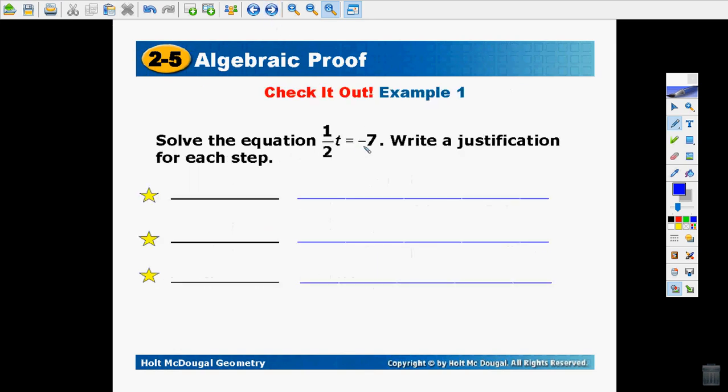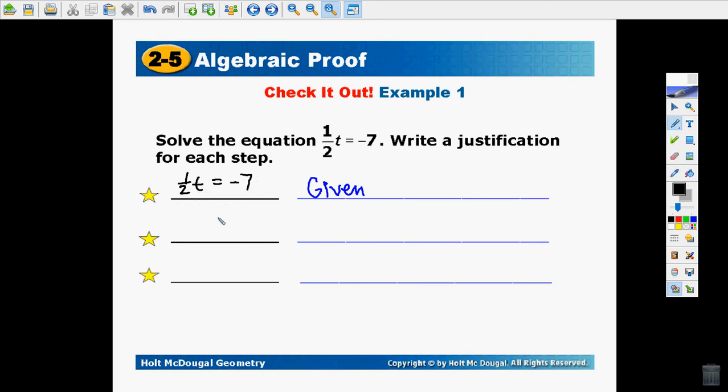Okay, this is a Check It Out, so I would like you to try it on your own. Please pause the video. I will give you a hint. In every proof, we always start out with the given equation. You can write "given equation," or you can just write "given," and it's always what they want you to start with. Okay, so I started it off for you.